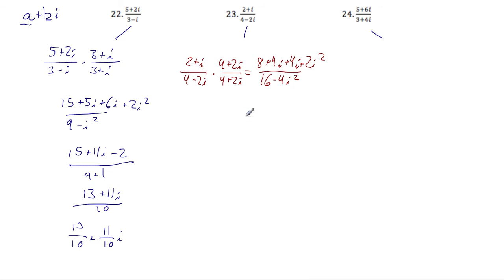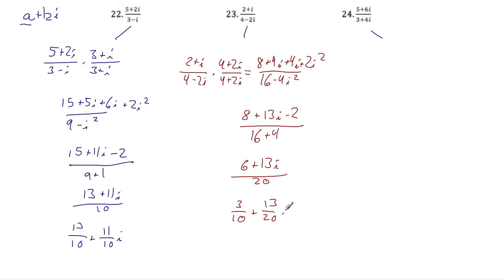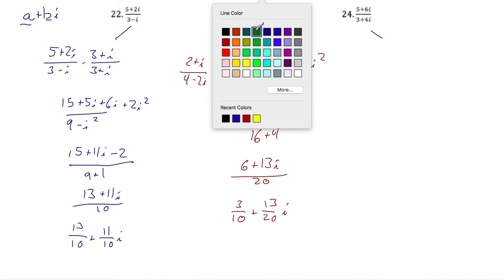Working this downwards, we get 8 plus 13i. i squared is negative 1, so we get minus 2, over 16 plus 4, because i squared is negative 1. So we get 6 plus 13i over 20. Split these apart, we get 6 over 20, which is 3 over 10, plus 13 over 20 i. Always reduce the fraction, always reduce it.